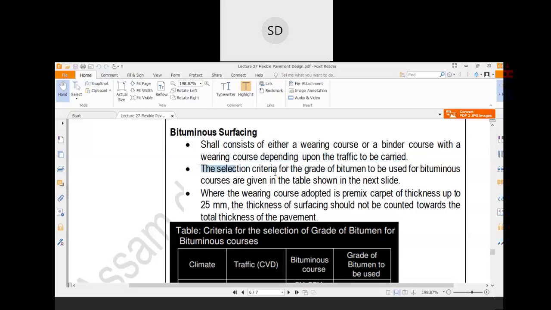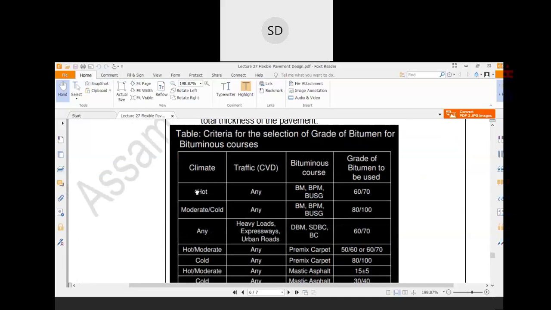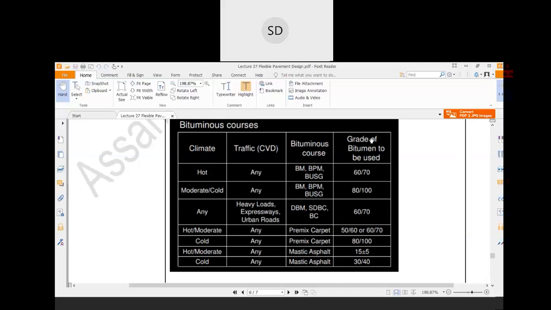Now the selection criteria for the grade of bitumen to be used for the bituminous course are given in the table. So this is the table, and because of different climate conditions, as we have already discussed, different grades of bitumen are used. So these are the different grades of bitumen, and based on the climate condition, this type of grading is used.